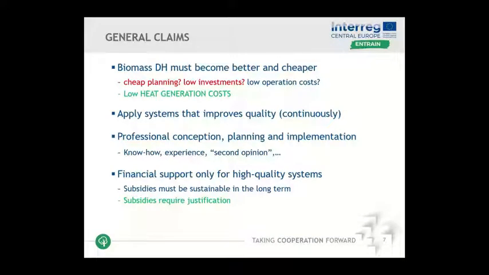Some general claims are that biomass district heating must become better and cheaper, because it's also in some competition to other heating systems, and so the main goal is low heat generation costs. To apply systems that improve quality continuously, so during the whole plant life also. As I said, professional conception, planning and implementation is important. And financial support should only be given to high quality systems, which is also, of course, important for the ministry or for the state where the money goes to.